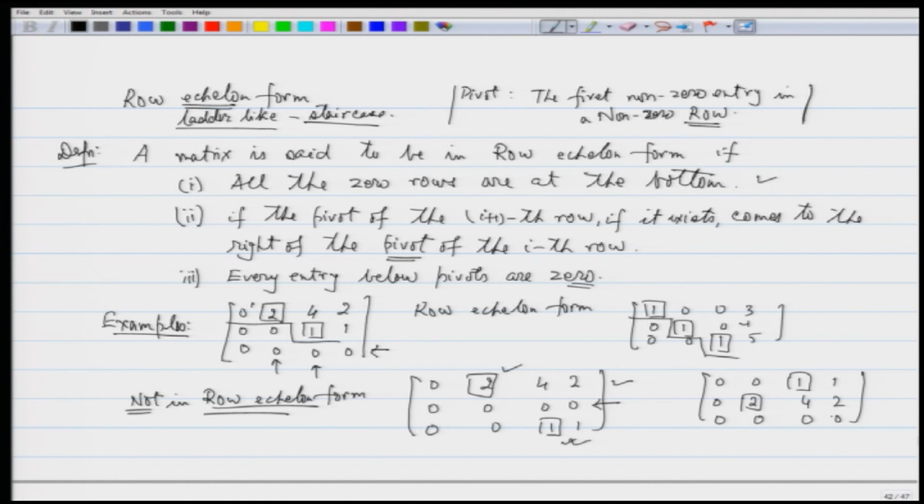This is not in the row echelon form basically because it is not ladder like, or the pivot at the second row comes on the left, not on the right of the pivot of the first. Is that okay? So, this part is getting contradicted. Is that okay? Fine. Not only that, even the third part is contradicted. So, I would like you to look at these examples and get something nice for yourself, all right.